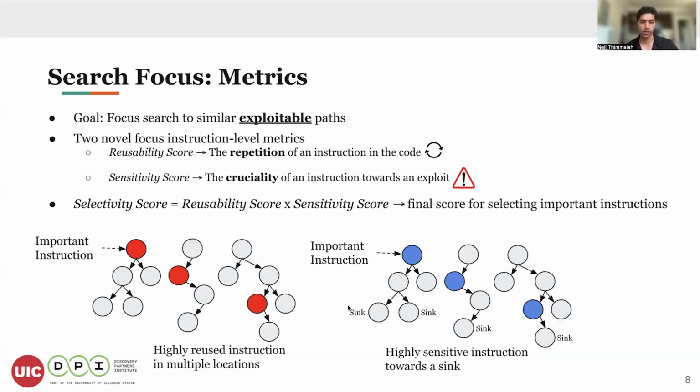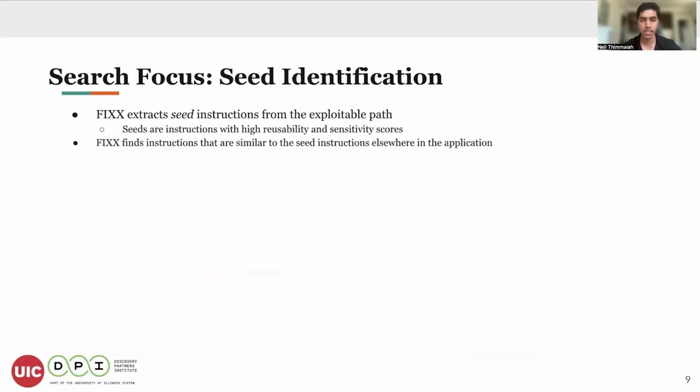So looking at the example here, we see that, given that there's a graph or the data flow path specifically, we categorize based on the scores for each instruction themselves, the red nodes to be the important instructions because they're highly reused elsewhere in multiple locations throughout the application. So the single red node here is reused multiple times, as well as it plays a vital role in its sensitivity. It's pretty important in reaching the sink and executing the input that was sent. So it's also highly sensitive. So that being said, it has a very high selectivity score, and FIXX deems it as an important instruction, which is what we call seeds in the paper.